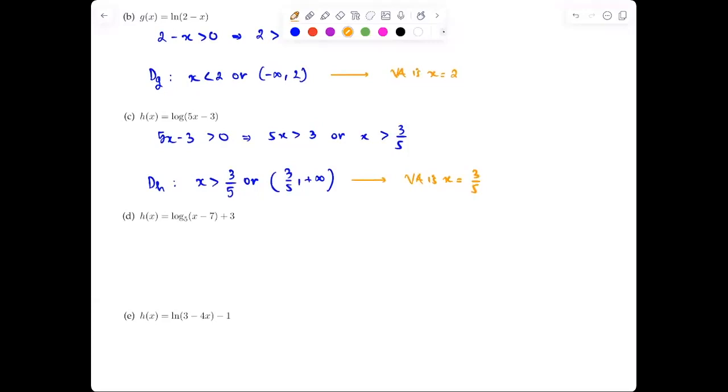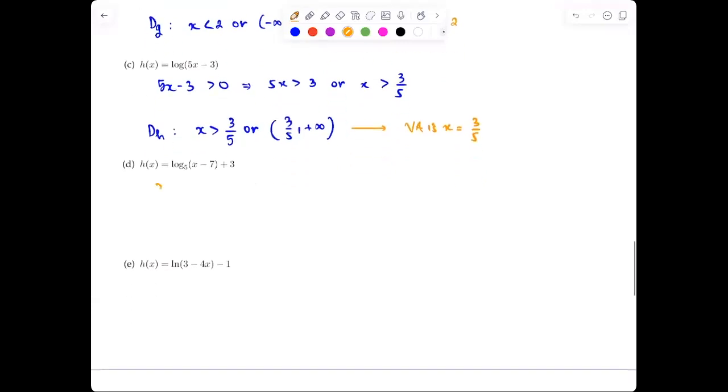Okay. So in finding the domain of this function, you don't care about the plus 3. You okay with that? So x minus 7 is greater than 0 is the domain of the function. In this case, x is greater than 7, or from 7 to positive infinity. You can also conclude that the vertical asymptote is x equal to 7.